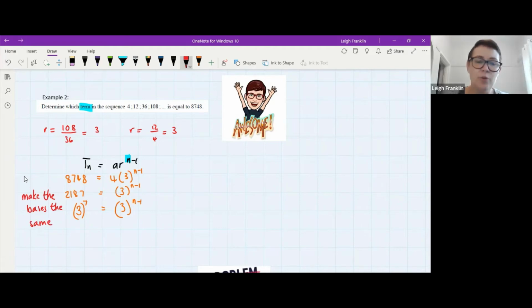Now that you have equated the bases, you can equate the exponents. So equating the exponents comes down to writing n minus 1 is 7. Therefore, adding 1 to both sides, n has to be equal to 8 in this case. How do you feel about that, matrics? Does that make sense? Is there anything that you'd like to ask? Anyone got any questions?